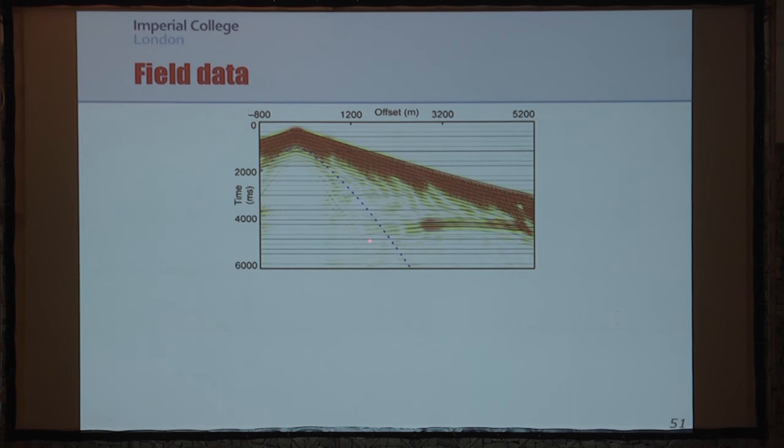This dotted line shows the mute that I applied. Everything inside there was muted, so I'm not trying to use data inside that dotted line. So that's the field data.